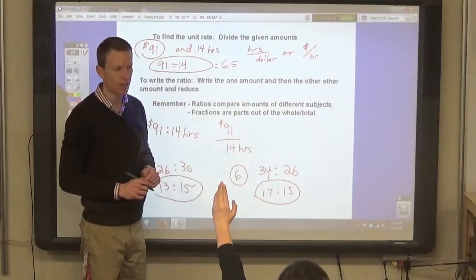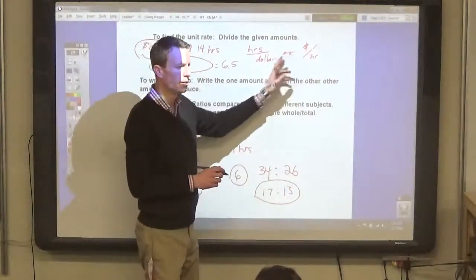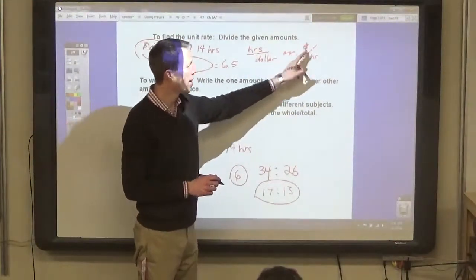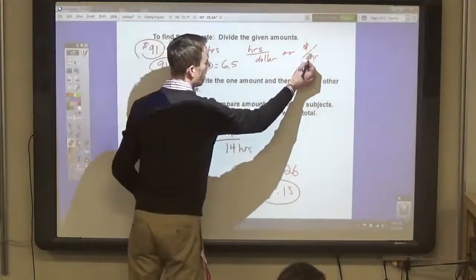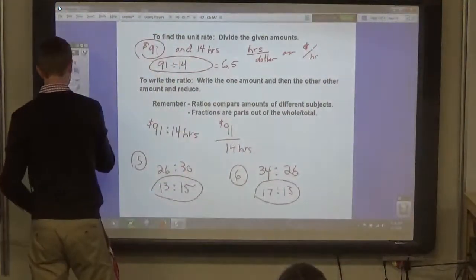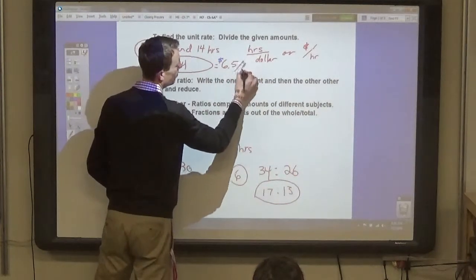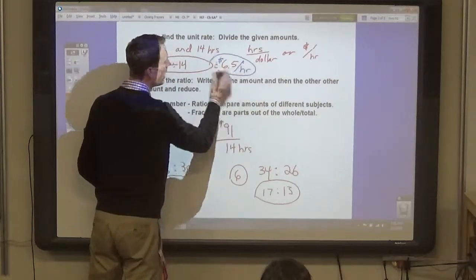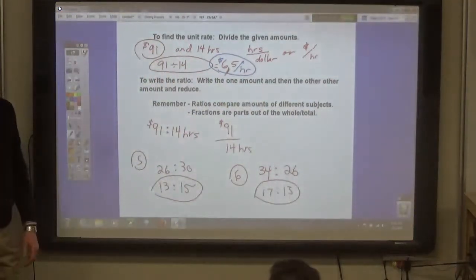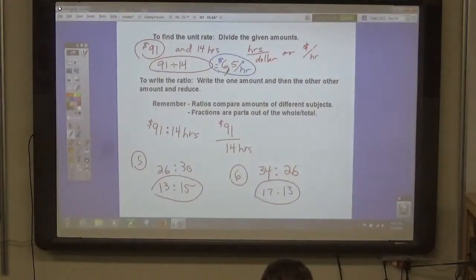What? Adam? Which one did we find? Hours per dollar or dollars per hour? Dollars per hour. Yep. This one. So make sure that you label it whenever you're finding a unit rate. Make sure you label it. Yeah, that's fine. Yep. All right, finish this worksheet for tomorrow.